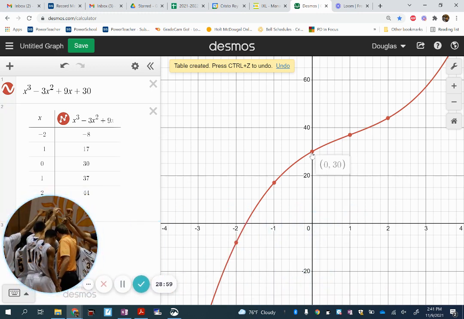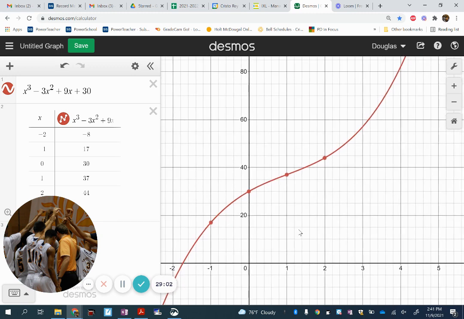Okay, so you'll notice that we are increasing the whole time, right? So we're increasing the whole time, but our concavity, if you think of this as your frown part, we are concave down for this first part until x equals 2.